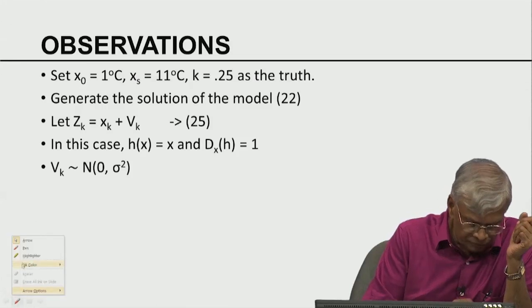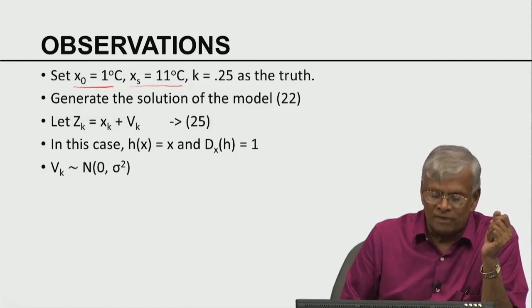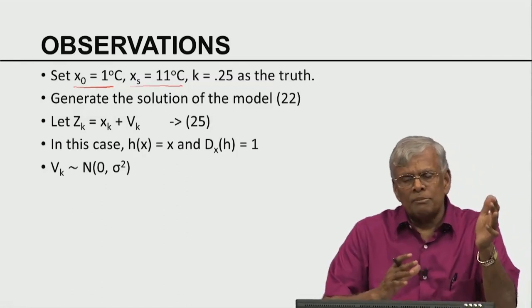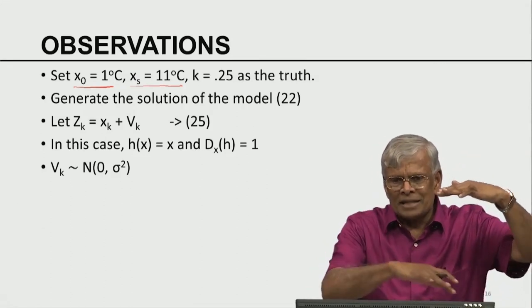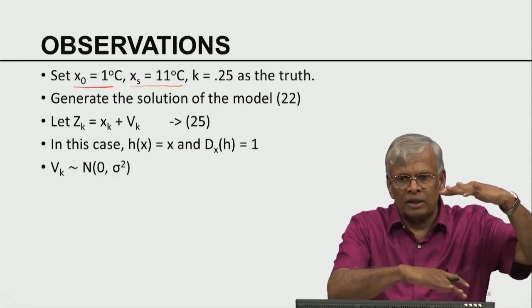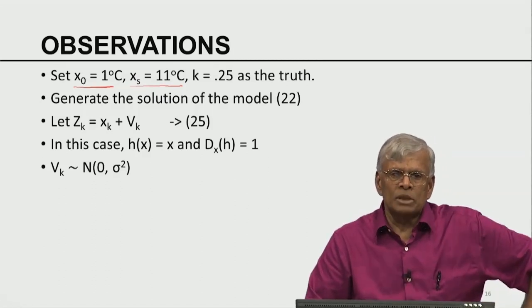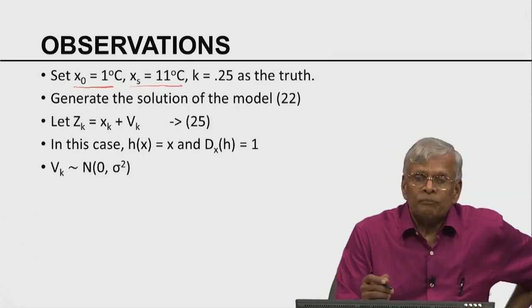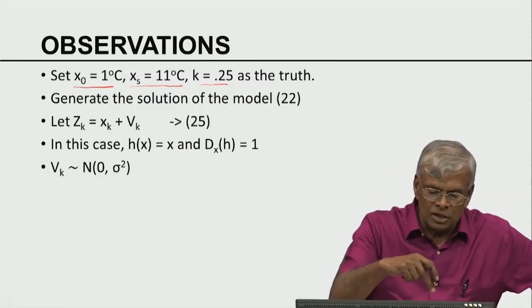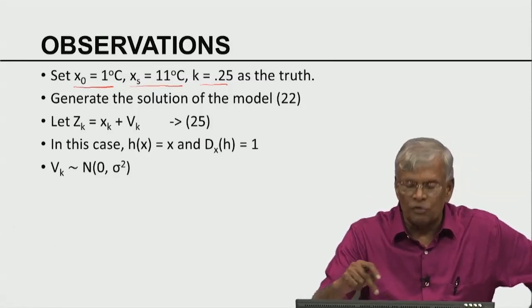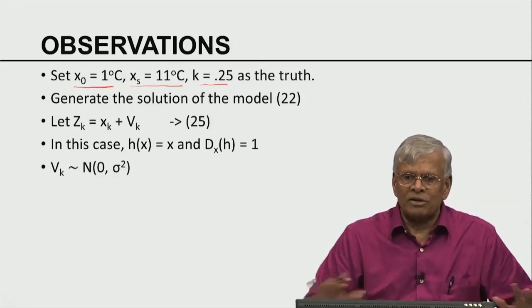I am going to start with x naught is 1, sea surface temperature is 11. So you can readily see the air, when it comes in contact with the water for the first time, has a temperature of 1 degree centigrade. At that time the water is 11 degrees centigrade. So there is going to be a transfer of heat from the water surface to the air. The heat transfer coefficient is assumed to be 0.25, and we assume x naught is 1, xs is 11, and k is equal to 0.25. That corresponds to the truth. What does it mean? That's how nature has arranged matters.